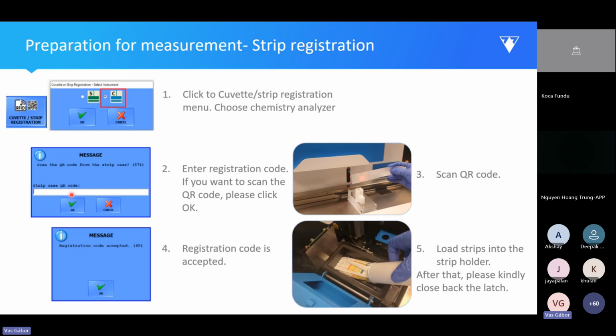So you can write here the number from the strip case, or you can scan the QR code. You will have a pop-up if the registration code was accepted. And then you can load the strips into the strip holder. And after that, please kindly close back the latch.